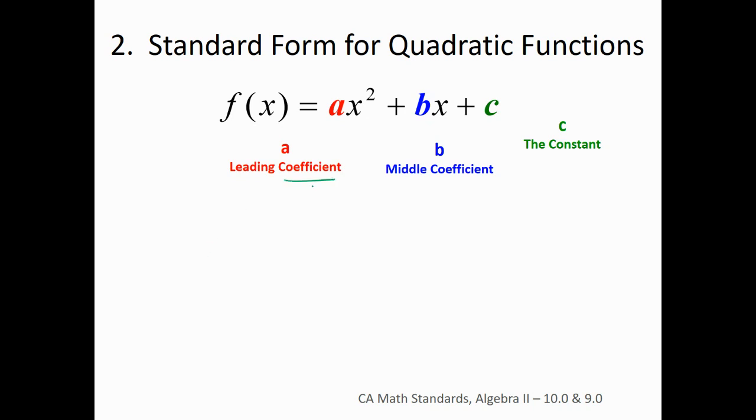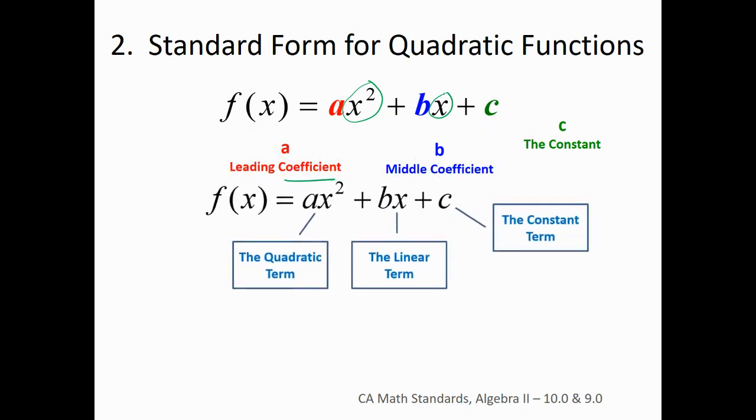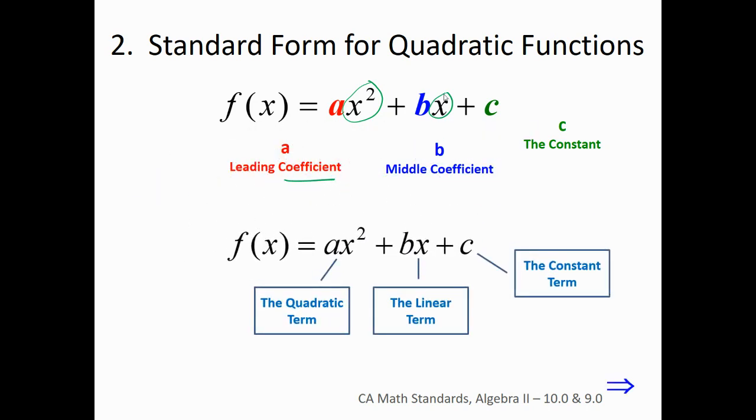Coefficient literally means number in front of your term. So this is my quadratic term, and this is my linear term, and the last one's my constant term. So our a, b, and c are the numbers in front of those terms, right? So leading obviously means first, so the first term is called the leading coefficient. And then the rest of them, you never really hear middle coefficient too much, but it's your x term, the one with the x, your linear term. And then constant means no x's.